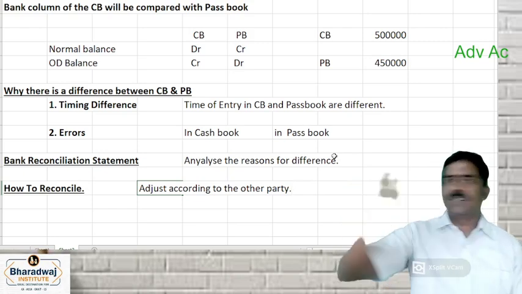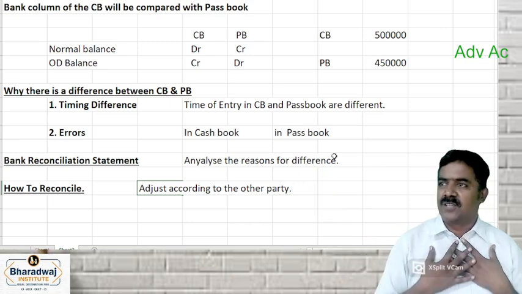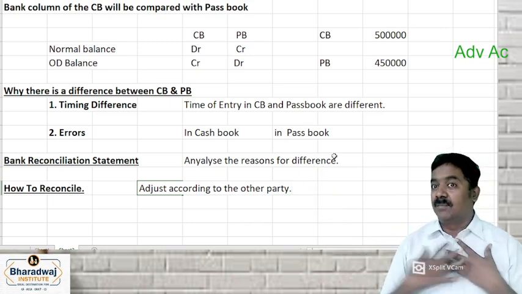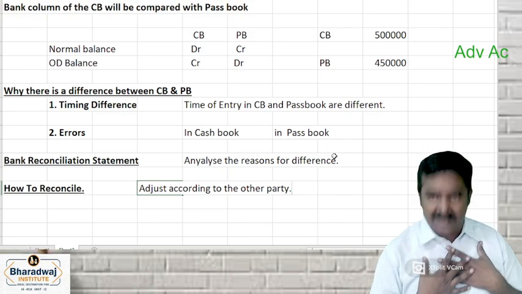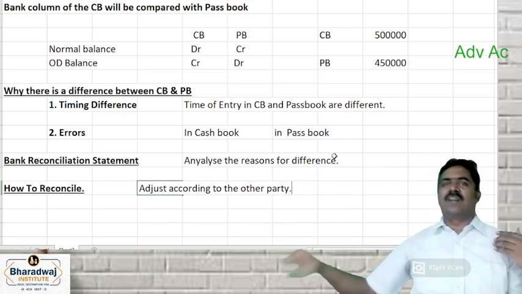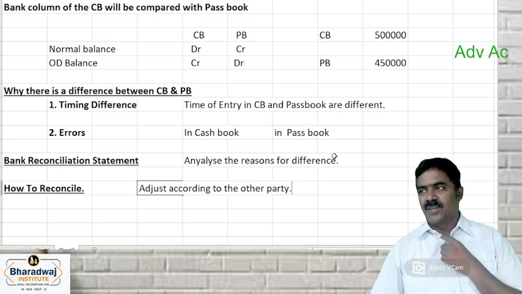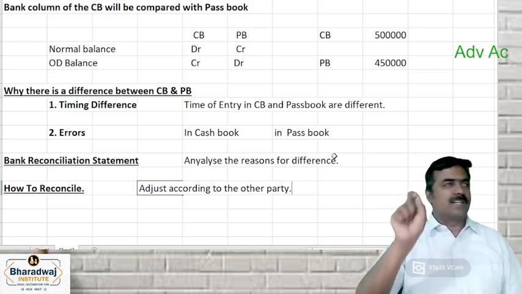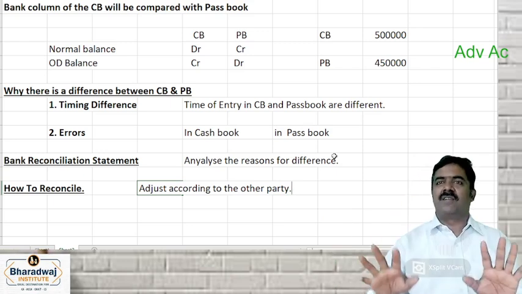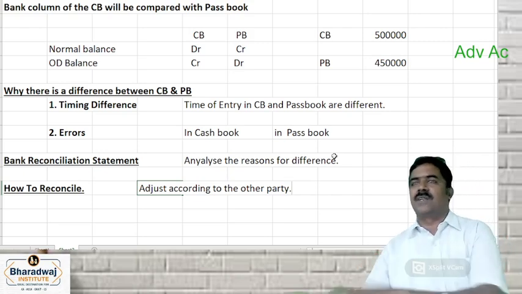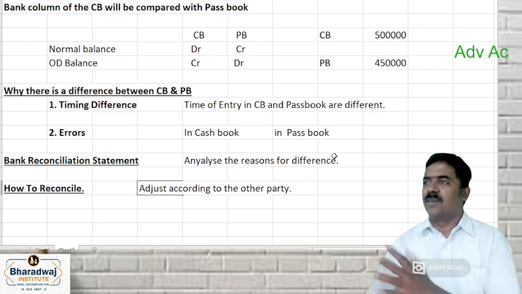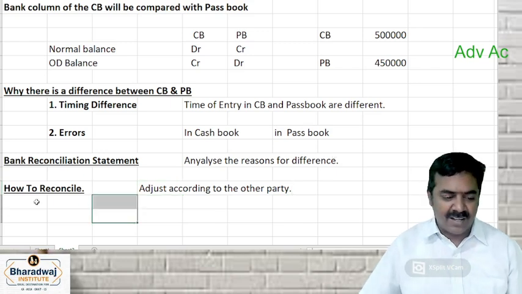If we start with balance as per cash book, now who are we? Customer. According to the bank register, we will get the bank balance. If the starting point is balance as per passbook, now let us assume ourselves as the banker. According to the customer register, we get the cash book balance. So that's it: adjust according to the other party.